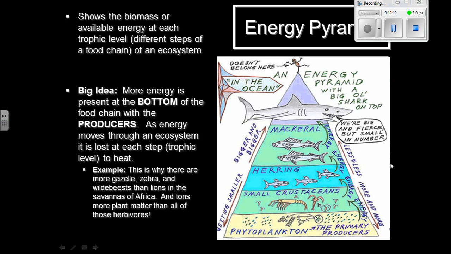That's where the producers are. And as the energy moves through an ecosystem, it's lost at each step due to heat.